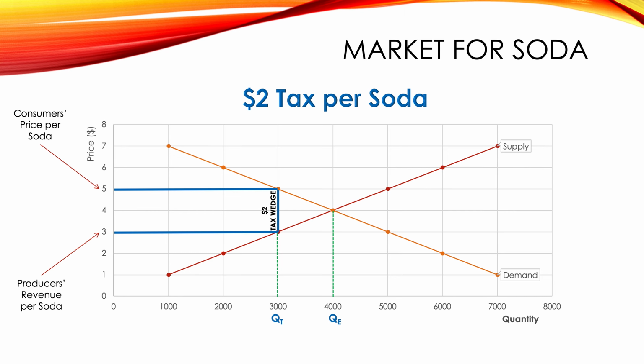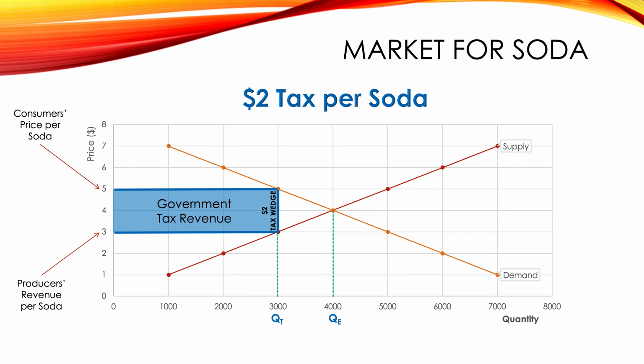Every time a soda gets produced, the government makes $2 in tax revenue. This is the government's tax revenue here. $2 every time a soda is produced. Well, how many sodas are getting produced? That would be 3,000. So the government's tax revenue is simply the area, length times width, of this blue box right here. And that should make sense, right? Because the vertical distance is $2, that's per soda. The horizontal distance is quantity, how much soda is getting produced. So tax times quantity is going to give you government tax revenue.